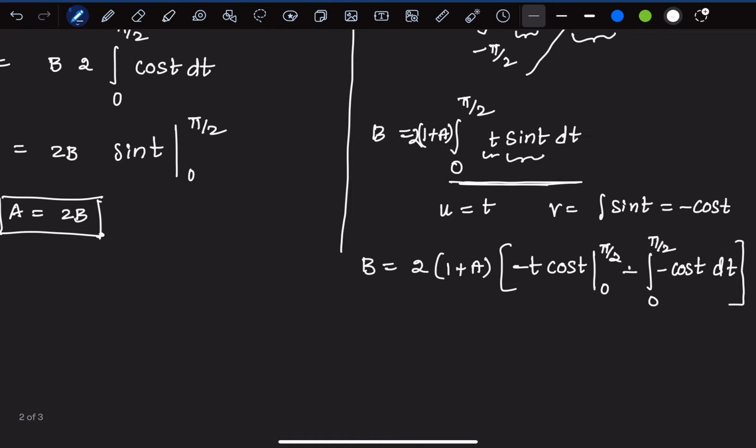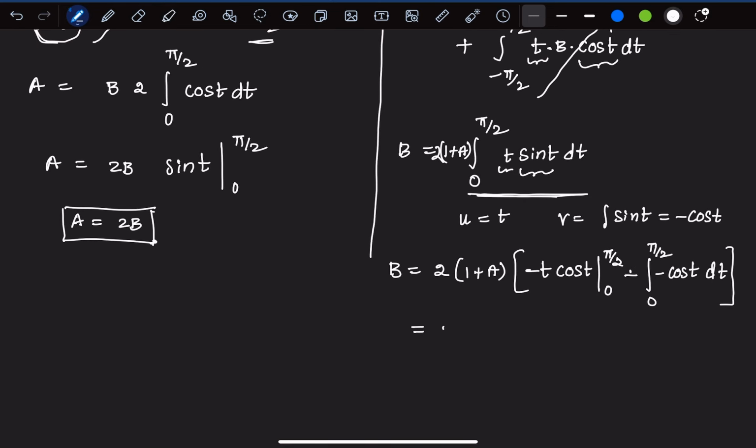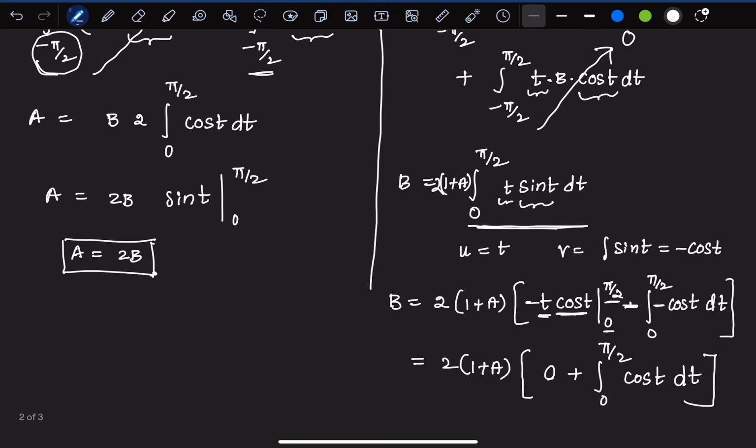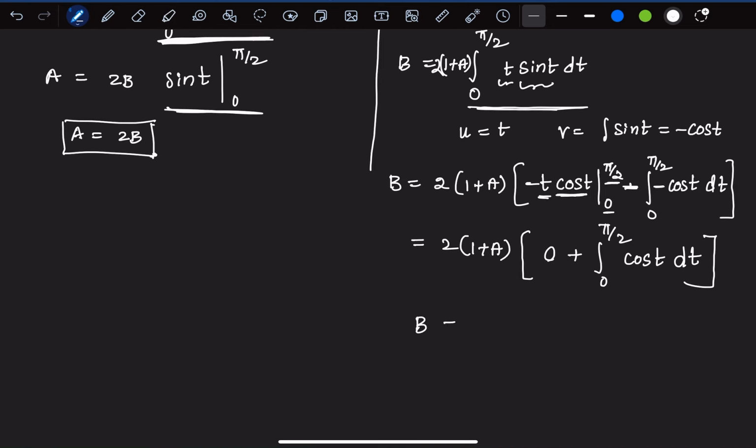Alright. So now this will be 2 into 1 plus a. When you put t equal to pi by 2, cos t will become 0. When you put t equal to 0, t will become 0. So this is 0. Minus into minus is plus, so it will give you plus the integral from 0 to pi by 2 of cos t dt. Here we have found out what the integral of cos t from 0 to pi by 2 is. It is simply 1. So b equals twice of 1 plus a.